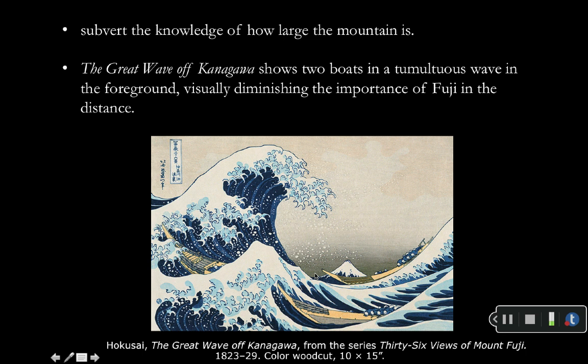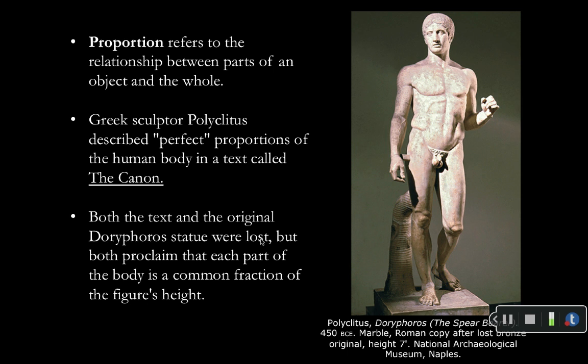And then we talk about proportion as an element of design. Proportion refers to the relationship between parts of an object and its whole. So every time we talk about Polykleitos, and you can see here I've got it spelled differently than the video I'm offering you, because your book spells it a little bit differently. We've got a Greek sculptor, Polykleitos, who was also a mathematician. So he's very interested in numbers and proportionality, and he created a text that he called the Canon, and the Canon basically meant for him the ideal set of proportions.